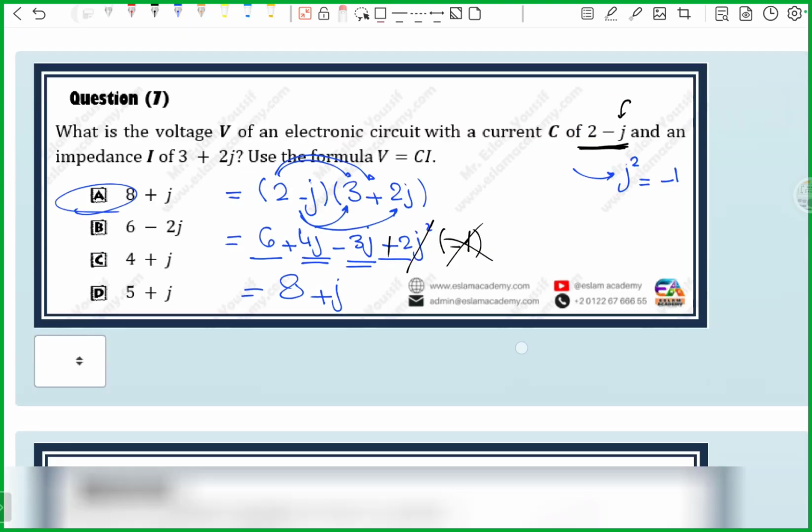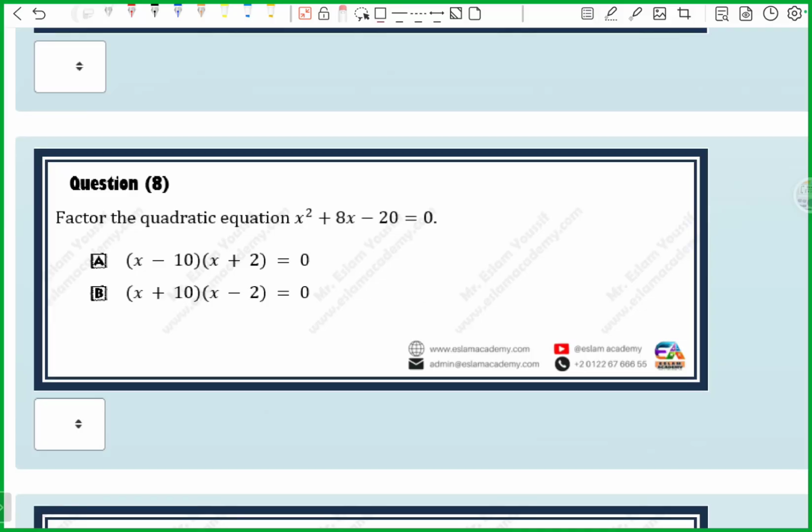Yes. Okay. The next one. Question 8. What is the answer? If you don't know, just tell me to explain it. If anyone, even a single one, can solve it, just tell me and they will explain it.